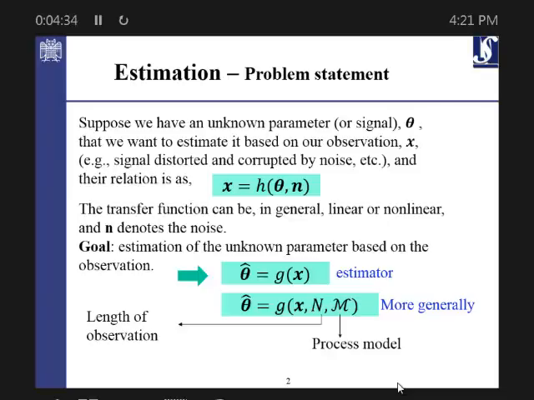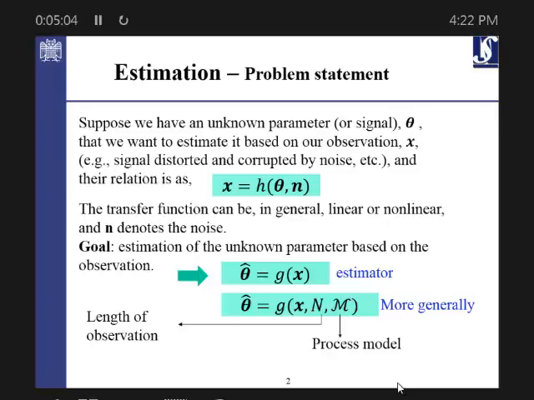So x as observation is a function, h in general, over the desired parameters, which are theta in general as a vector of parameters. It can be a list of parameters that we are looking for, or just a single scalar value, and a noise, which we generally name n.